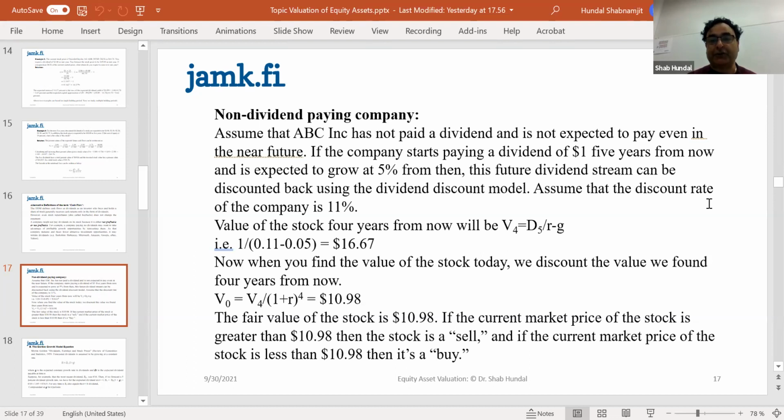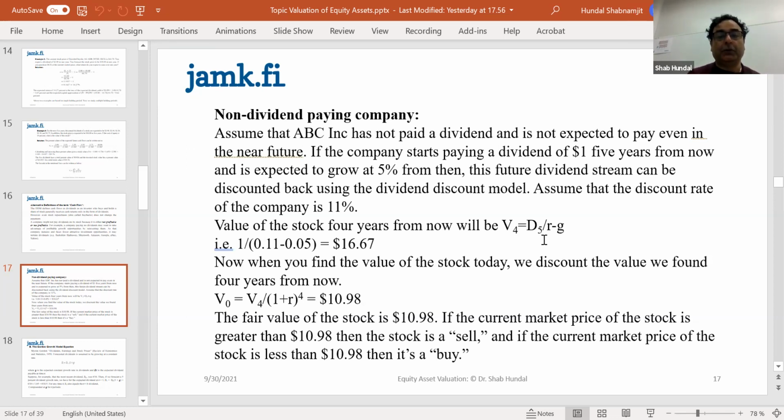Then the future dividend stream can be discounted back using the dividend discount model, of course, and assume that the CAPM rate of return is 11%. So what do we do then? Look at that, the value of the stock in the fourth year. Look, here I didn't put zero. If I take D1 here, not 5 but 1, then this is 0, one period less. So if the fifth year is a dividend, then the fourth year is a period before.